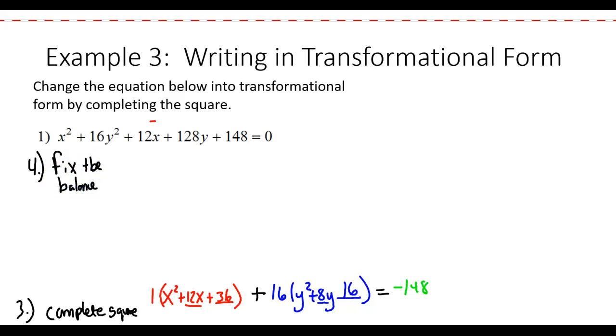Okay, you're not allowed to just add numbers on one side of the equal sign. If you add it on one side, you have to add on the other. So we're going to do 1 times 36 and add it to the other side. Matter of fact, I think I'll just show my work up here.